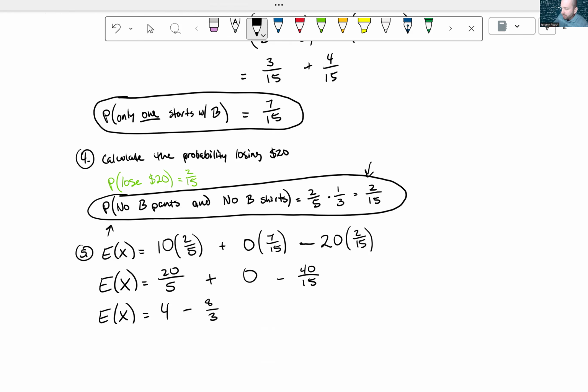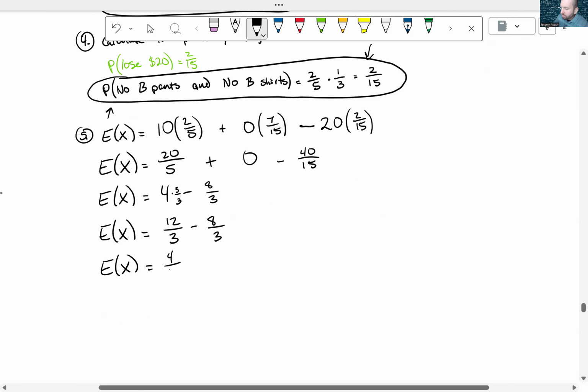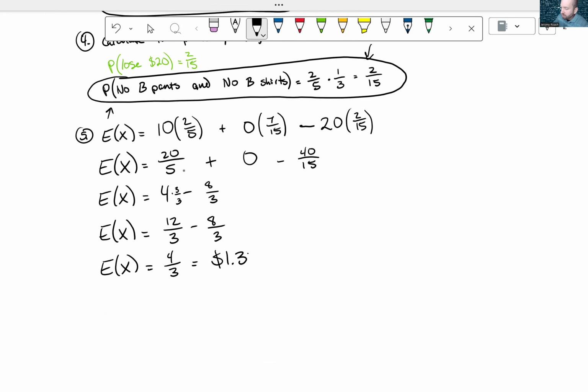And I'm just using fractions so that now we can multiply this 4 by 3/3, and we can leave everything in fractions. That way we get an exact answer. So we get 12/3 minus 8/3. And that becomes the expected value is equal to 4/3. And if we write that as a decimal in terms of dollars, you get $1.33 for our expected value of playing this game.